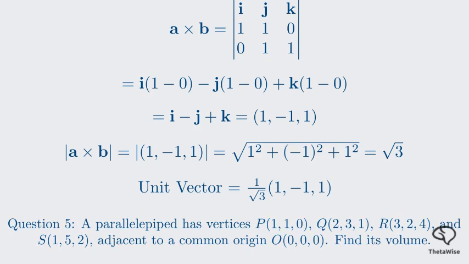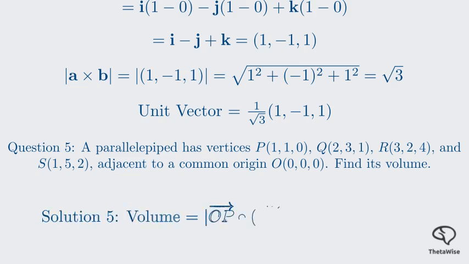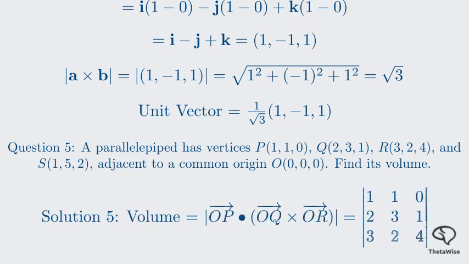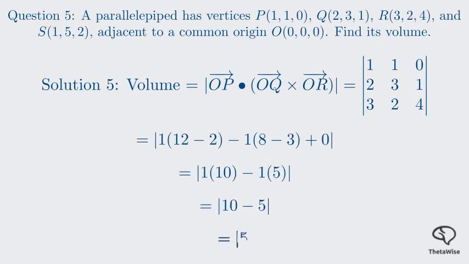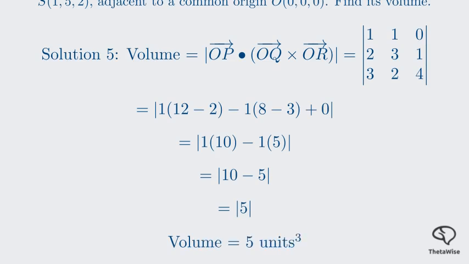Solution 5. The volume is the absolute value of the scalar triple product of the three defining vectors, which are the position vectors of the vertices P, Q, and R. We calculate the scalar triple product of vectors OP, OQ, and OR. Expanding the determinant, we get 1 times 12 minus 2, minus 1 times 8 minus 3, plus 0. This simplifies to 1 times 10 minus 1 times 5. The result is 10 minus 5, which equals 5. The volume of the parallelepiped is 5 cubic units.